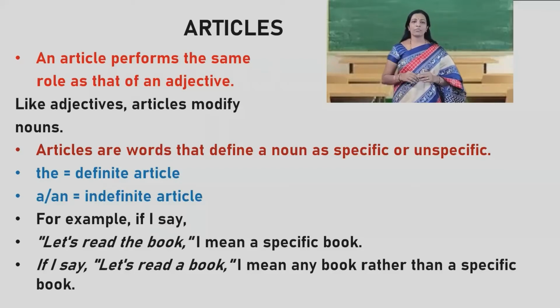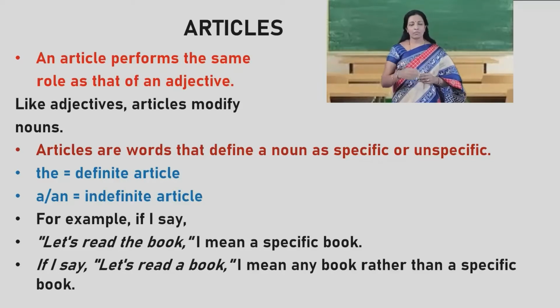Now, this information may be that it generally defines whether the noun is specific or unspecific. Now, what is specific and what is unspecific? When we say that an article defines whether the noun is specific, that means it tells us whether that noun is a particular thing. And when we say that an article defines the noun as unspecific, that means he is using the noun in a general manner. I will be giving you more examples to explain this fact.